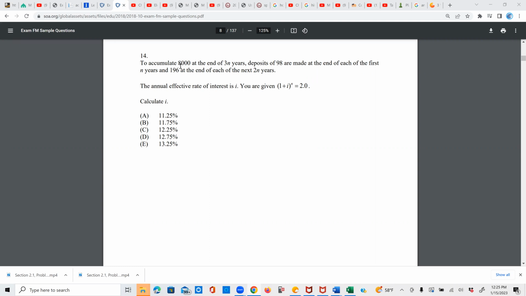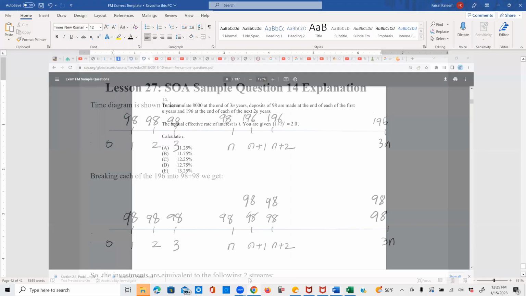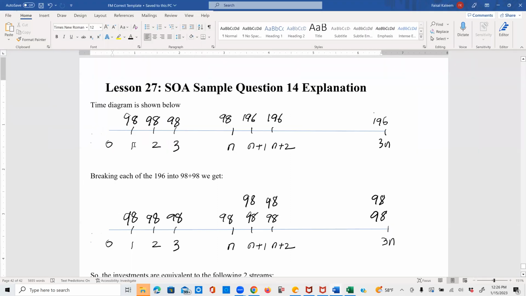8,000 at the end of 3n years is needed as an accumulated amount, and deposits of 98 are made at the end of each of the first n years. So at the end of year 1, year 2, year 3, up to year n, deposits of 98 are made. Time 1 is the end of the first year, time 2 is the end of the second year, and so on. Time n is the end of the nth year.